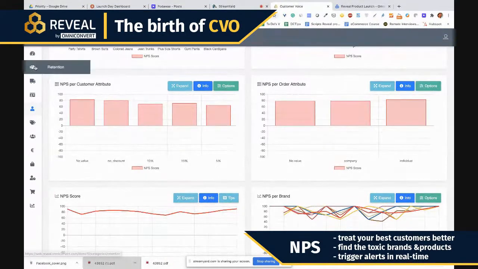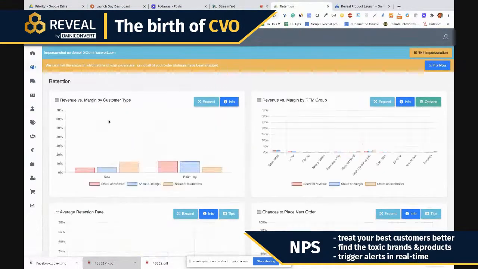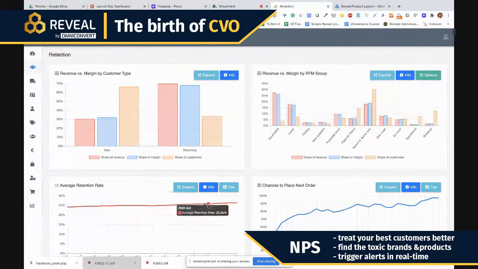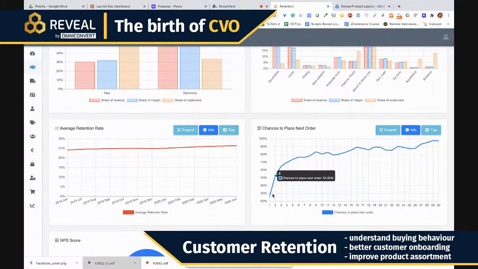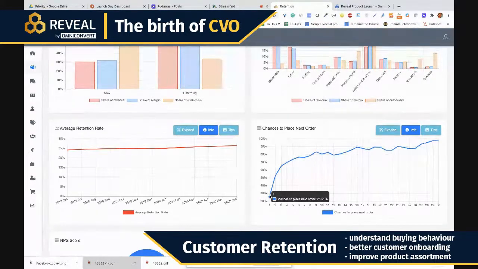So going further to customer retention, you'll be able to see things like the average retention rate and the chances to place the next order. The importance of customer retention is that it allows you to diminish your budget, so it's decreasing your customer acquisition cost, and it allows you to improve the customer lifetime value. But companies should start to think more like mobile app developers, because once you see this, like the chances to place the next order, so which are the chances after the first order to place the next one? As you can see, there is this growth which is sustainable, right?